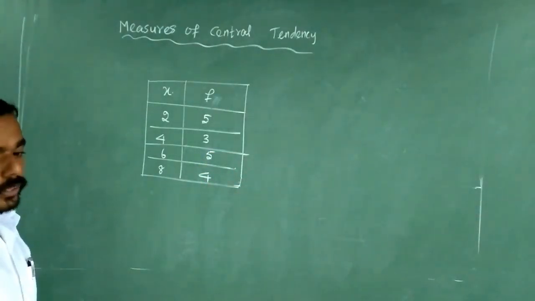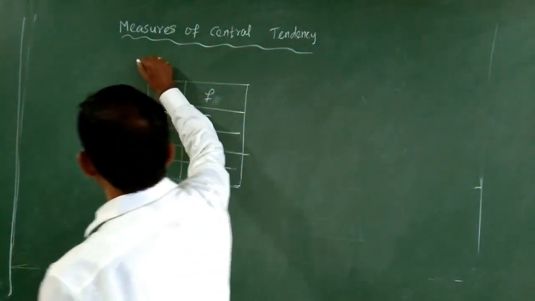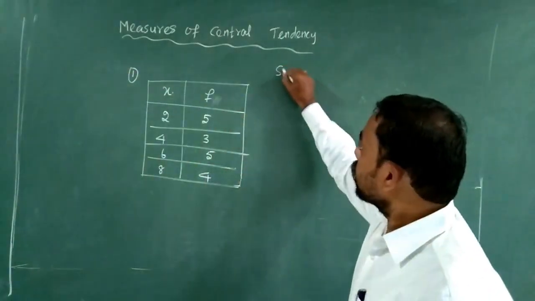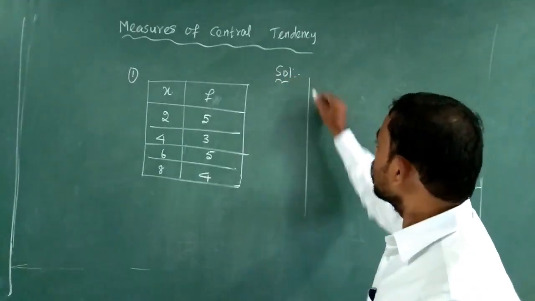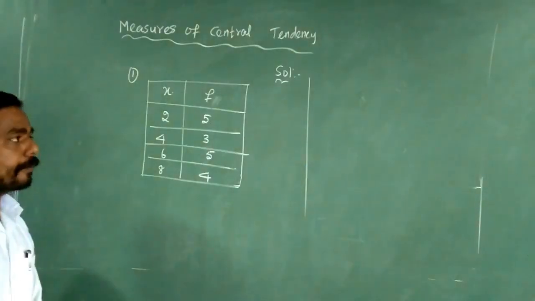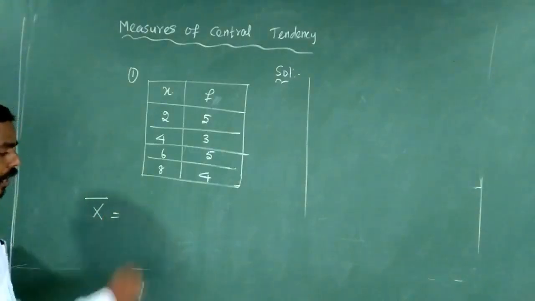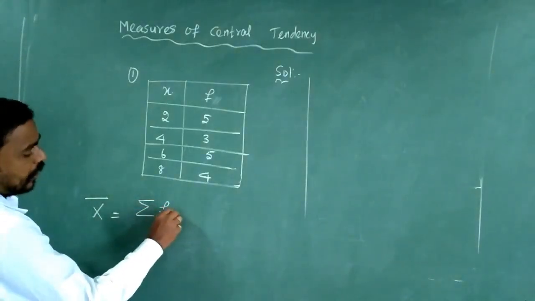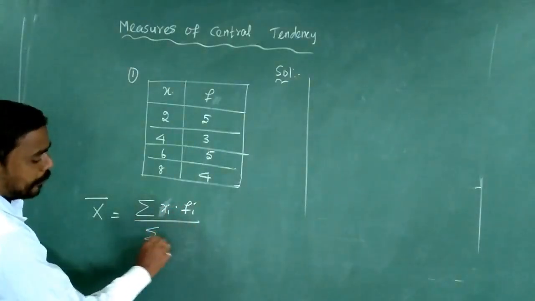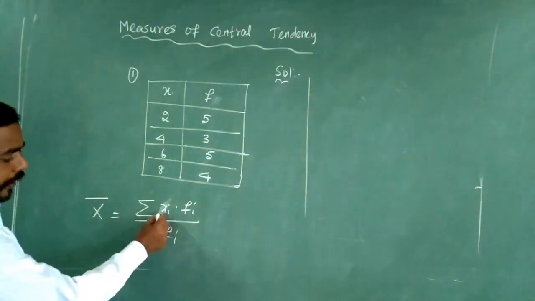So now we are going to introduce a table. This is the problem. Problem is given. So for that, a table. We need to find the mean of this data. So actually the mean of this data is x bar, summation xi into fi divided by summation of fi.